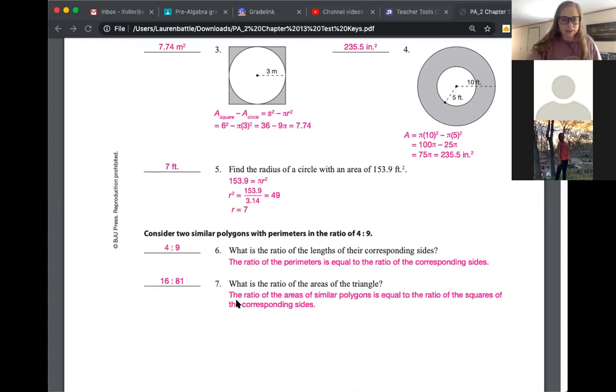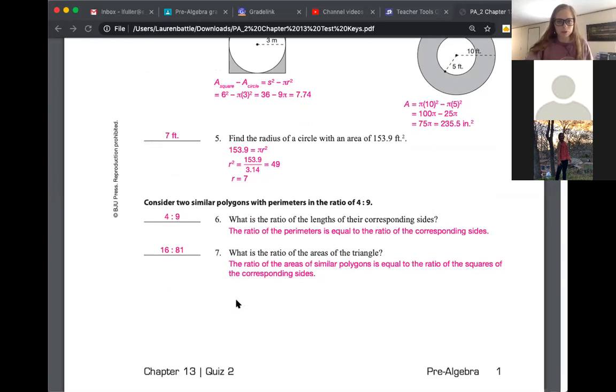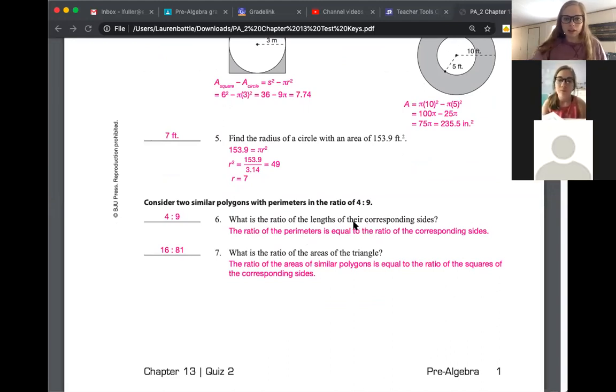Similar polygons. Now we're dealing with our perimeters. So what would the ratio of the lengths of their corresponding sides be? Well, if their ratio is 4 to 9, then the ratio of the perimeters are equal to the ratio of the corresponding sides, and vice versa. The ratio of the corresponding sides is the same as the ratio of their perimeters. So those go back and forth. They're both the same. Not for area though.